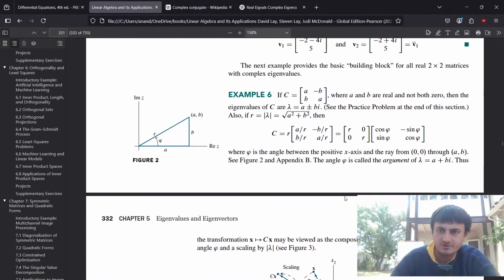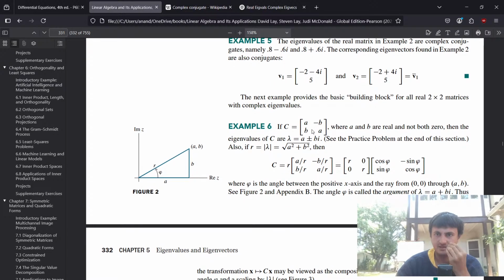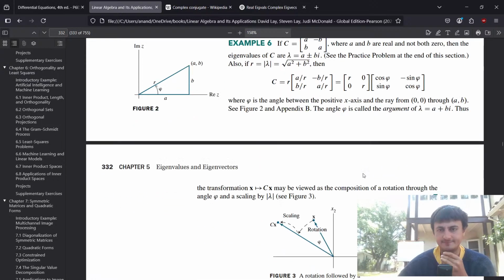Okay, that's pretty cool. So you get complex conjugates if it's a real matrix with complex eigenvalues. And that forces the eigenvectors to also be conjugate pairs. Then we see that matrices of this form can be transformed into a composition of a rotation and a scaling.